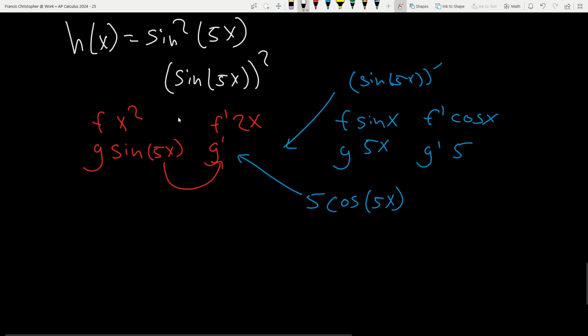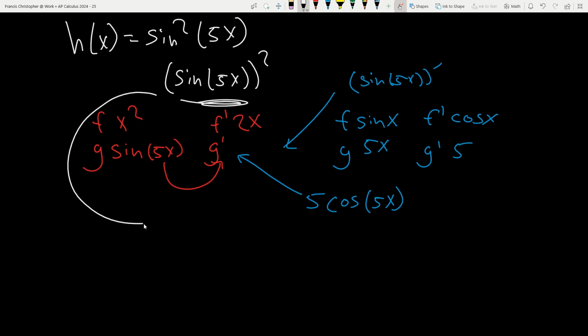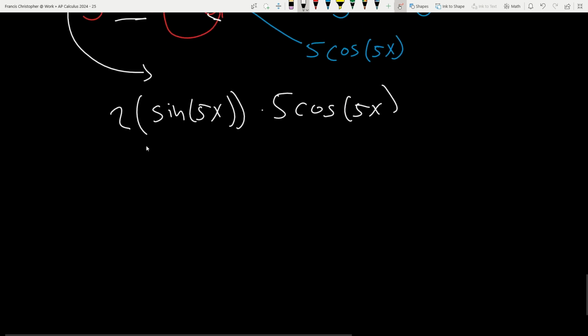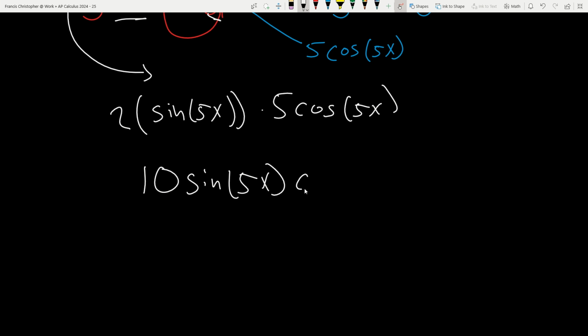Now we can find the derivative of the entire thing. So f prime of g, 2, and this is my input for x, so 2 sine of 5x times g prime of x, which we found earlier, so 5 cosine of 5x. And just going to write it out.